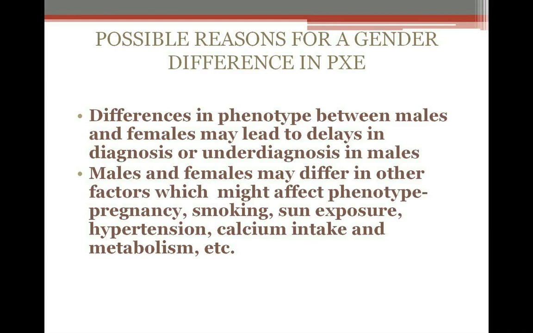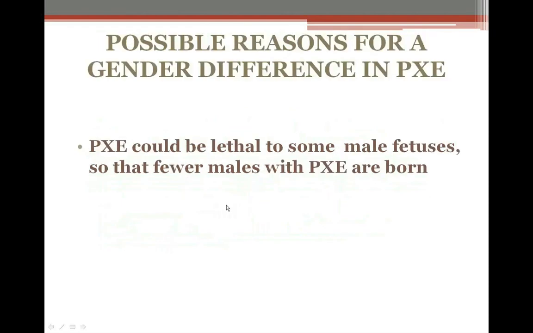It's also possible, as you will see later on, that the phenotype may differ between males and females, leading to delay in diagnosis or underdiagnosis in males. For example, if it's more obvious on the skin in females than in males, you're more likely to diagnose females sooner. It's also possible females and males may differ in other factors which might affect the phenotype. The phenotype is how the gene looks, how the gene expresses itself, for example, how you look or what you're measuring in the blood. So pregnancy, smoking, sun exposure, hypertension, calcium intake, and metabolism may also be different in females than in males. That may be part of the reason why the gene is expressed differently in both genders.